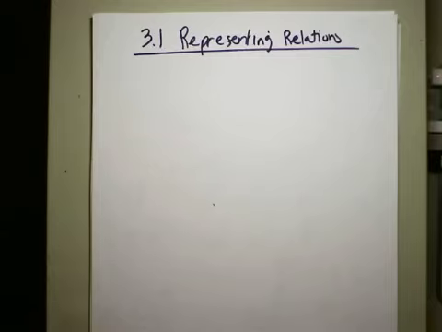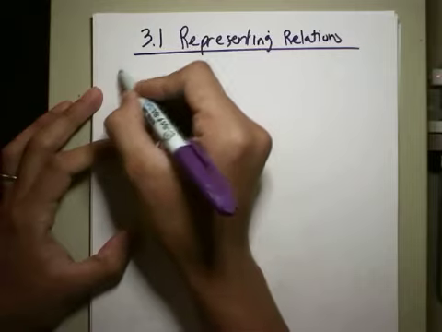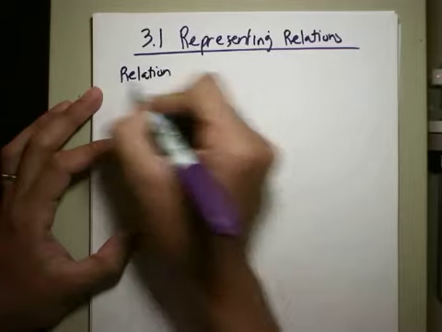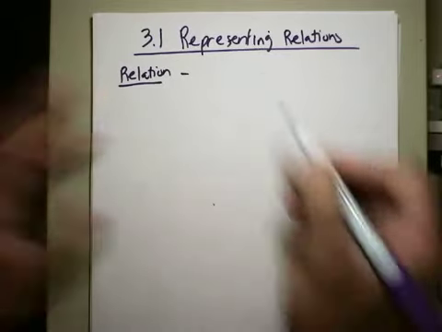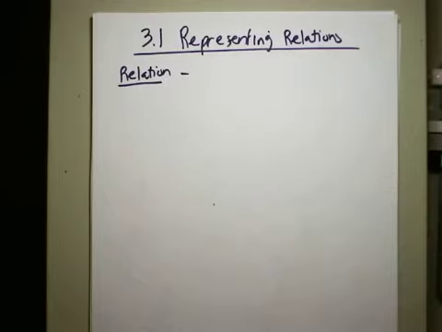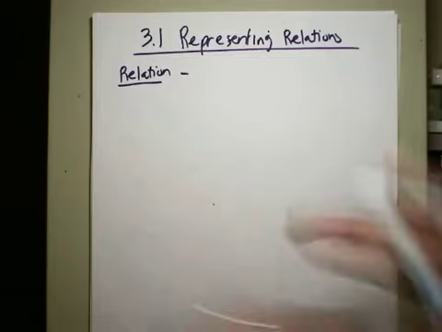So let's talk about some of the vocabulary words that you will have to learn today. Let's just review a little bit here of what a relation is. What is a relation? Well, it's actually just a way to represent an ordered pair, right? So a relation is a set of ordered pairs.